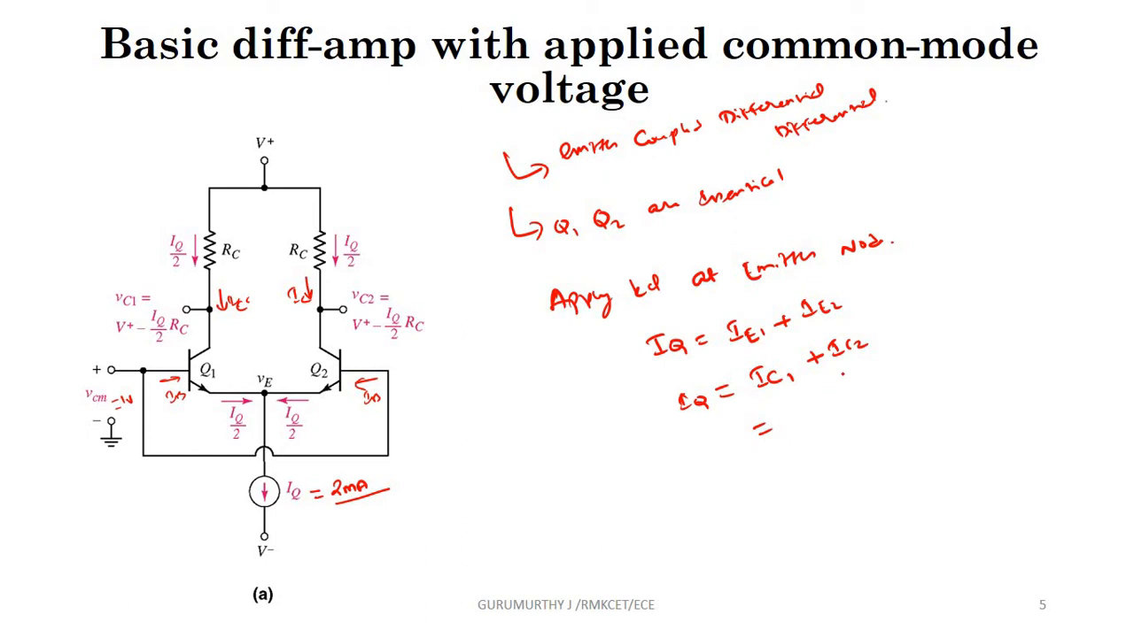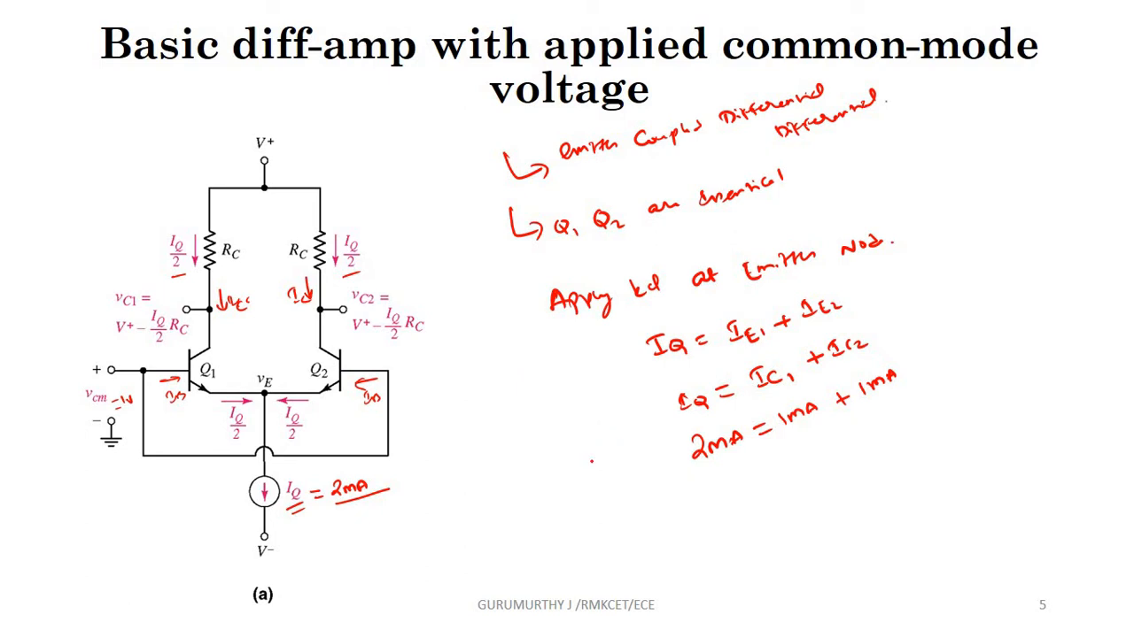I know that both the currents will be equal. So if IQ is 2 milliampere, I will have 1 milliampere collector current in the first transistor and 1 milliampere collector current in the second transistor. Why? Because the base is being fed with the same input. So if this current is IQ, then this current would be IQ by 2 and this current would be IQ by 2.